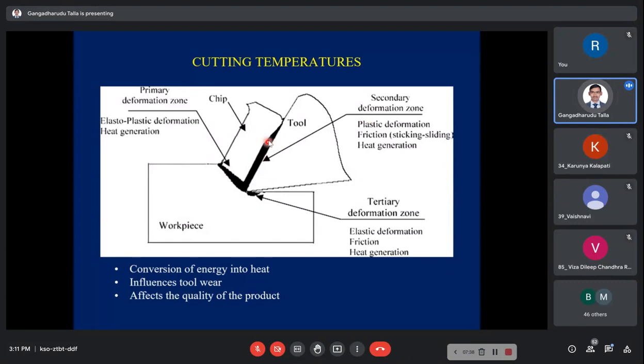Now the secondary deformation zone is here. In the secondary deformation zone, it is mainly plastic deformation. In the primary, it is plastic plus elastic, both elastic deformation and plastic deformation are there. So it is being bent. Elastically it will be deformed, it can come back also. So ultimately, along the shear plane, it is plastic deformation. Here, in the secondary deformation, it is plastic deformation only. It is due to friction. That is the sticking and sliding motion of the chip over the rake surface. So heat will be generated due to friction.